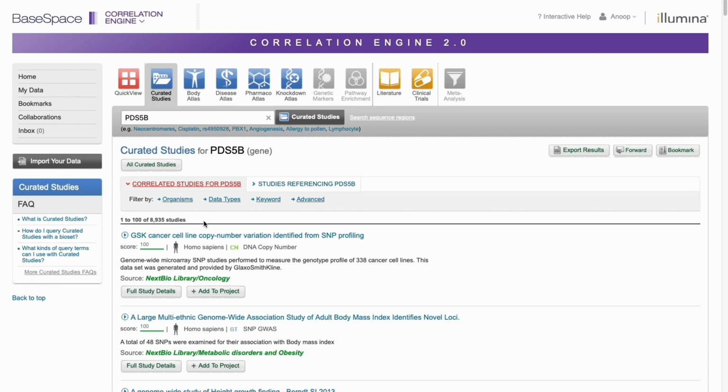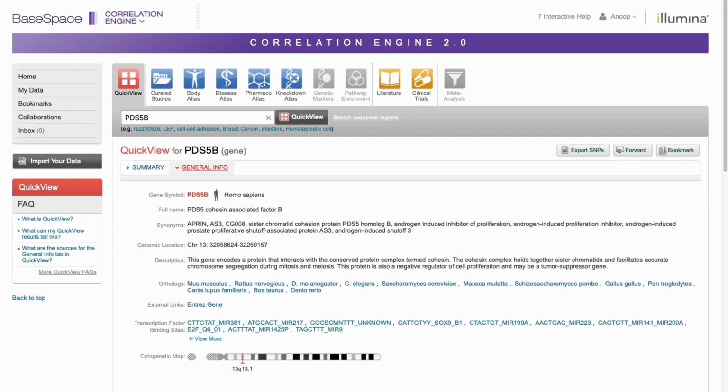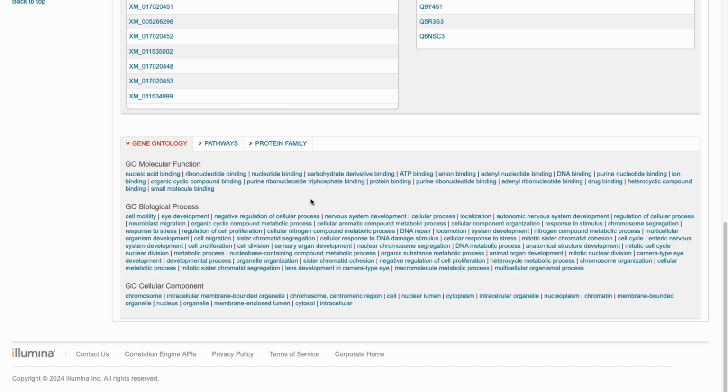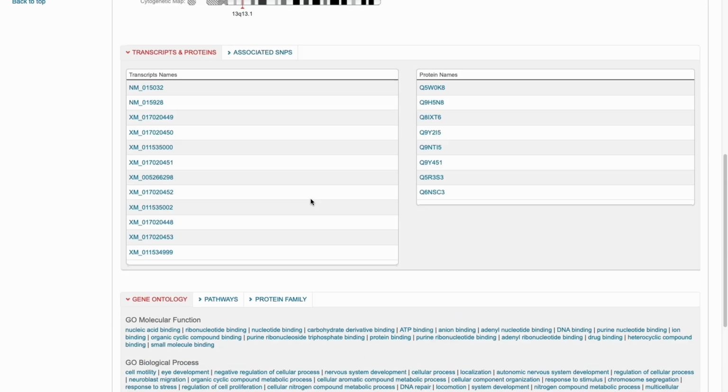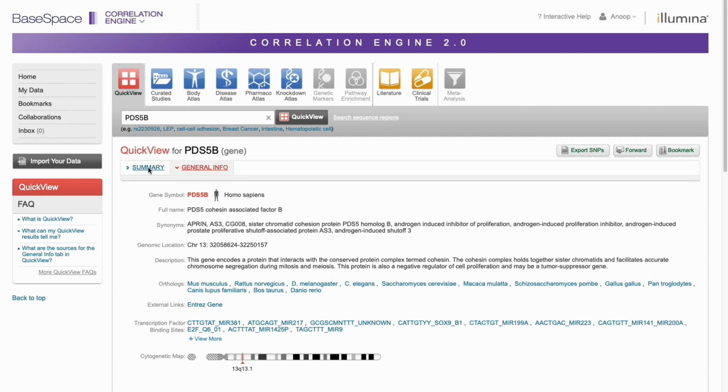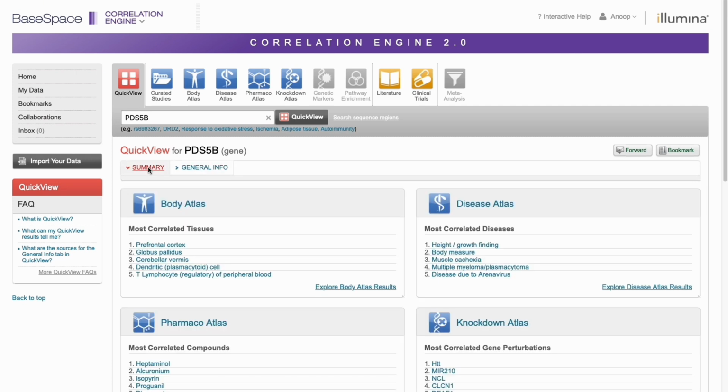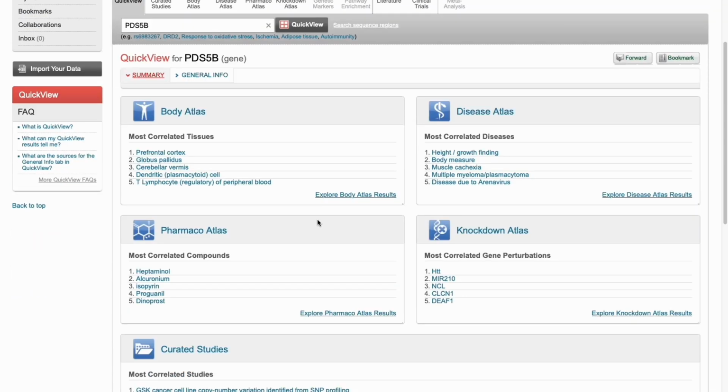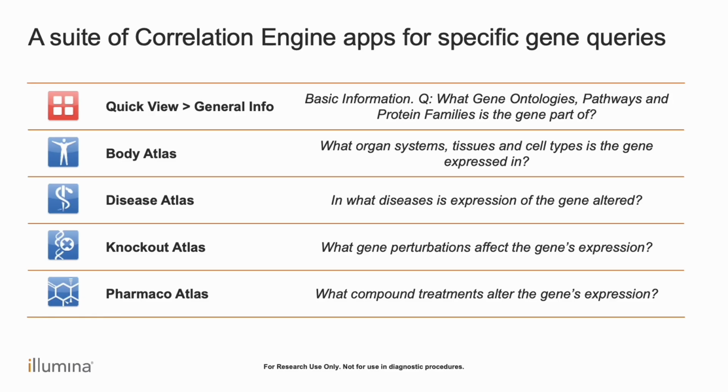These are results from the Curated Studies app, but there are multiple other ways to investigate gene function using the QuickView app. For instance, find general information, which includes information about gene ontologies, pathways, and protein families the gene is known to be a member of. Or from the Summary tab, access additional apps such as Body Atlas, Disease Atlas, Pharmacoatlas, and Knockdown Atlas. We already saw that we can see basic information, such as gene ontologies, pathways, and protein families that the gene's a part of in the QuickView general information.